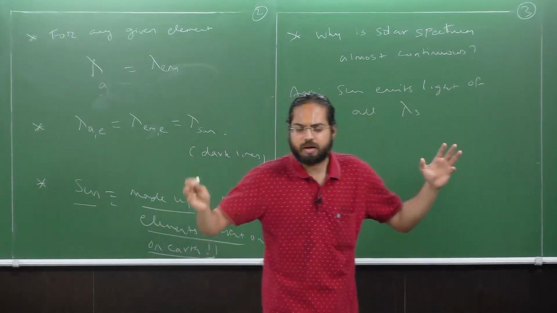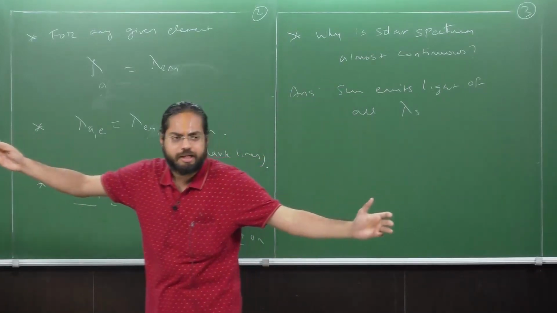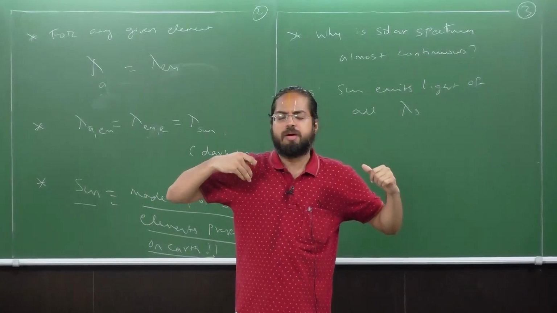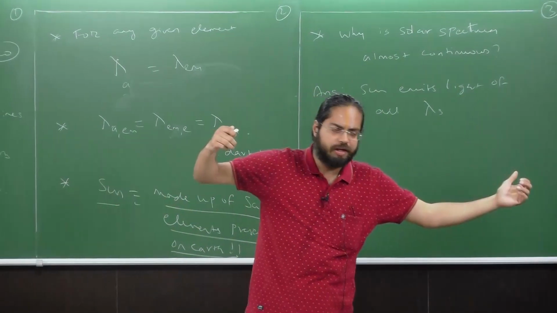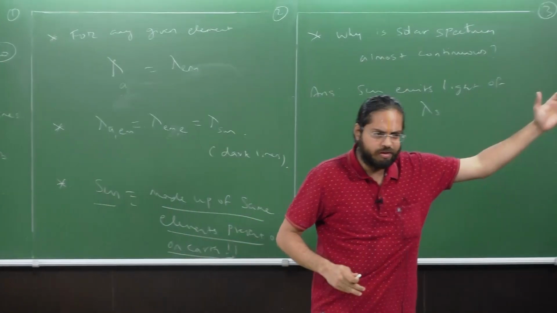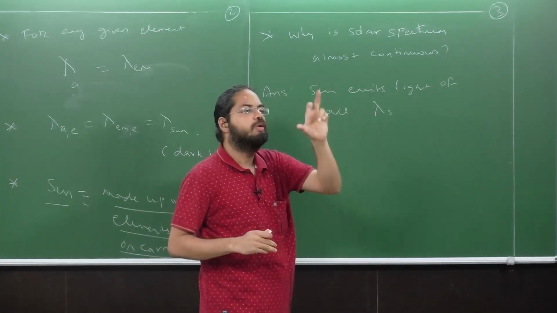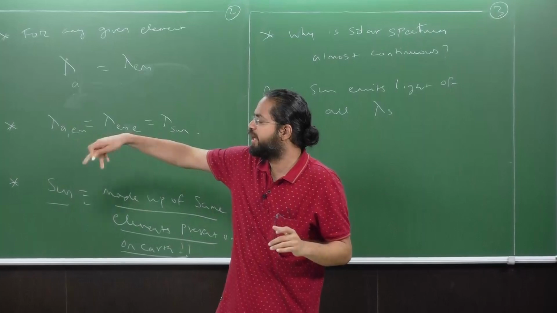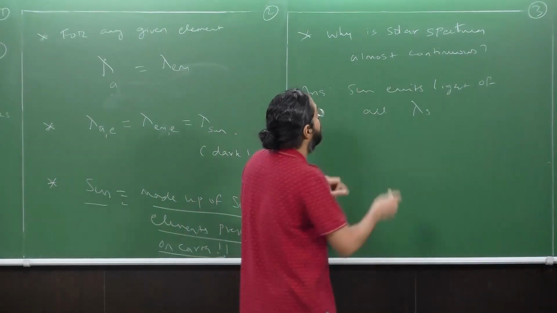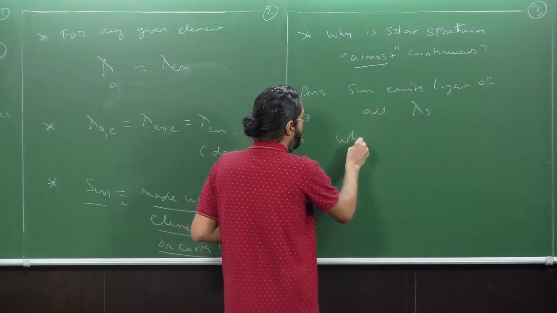In fact, the VIBGYOR is just a minor portion of the electromagnetic spectrum. There is an entire range, both on this side of the violet and that side of the infrared radiation. You have what are called X-rays and gamma rays, and you have what are called radio waves, this side. So the sun, of course, emits light of all wavelengths. We are able to see only the visible part. But why is it only almost continuous? It's only almost continuous. Why only almost?